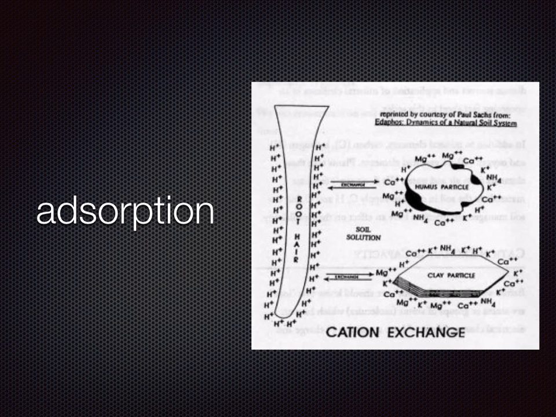So roots are masterful at pushing cations around and making sure that the plant is getting the types of resources that it needs for growth and survival.